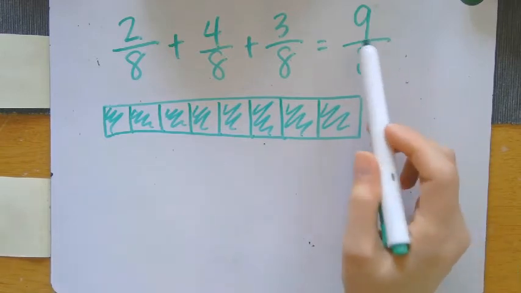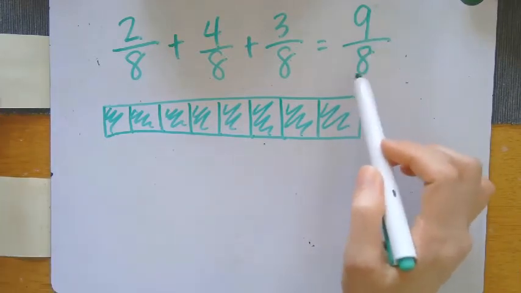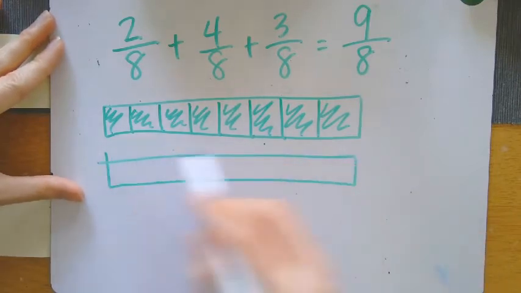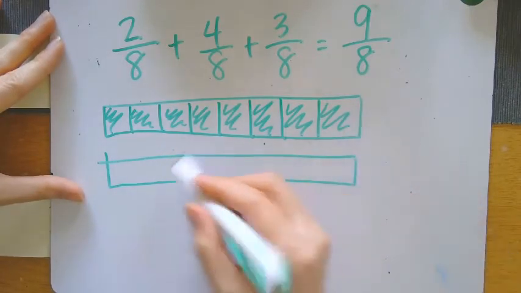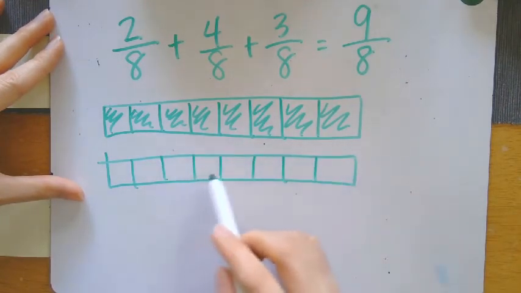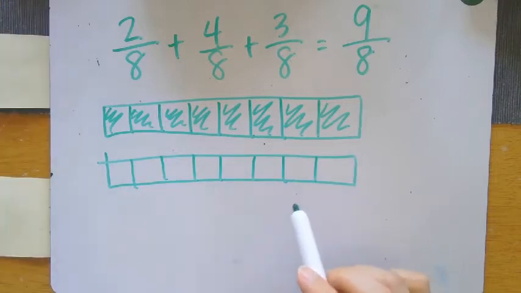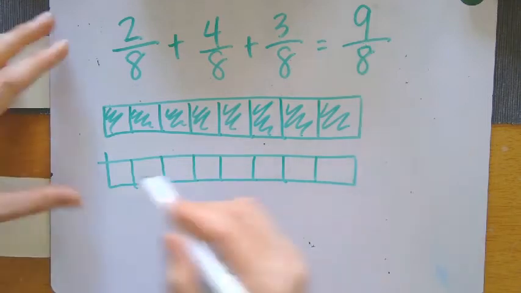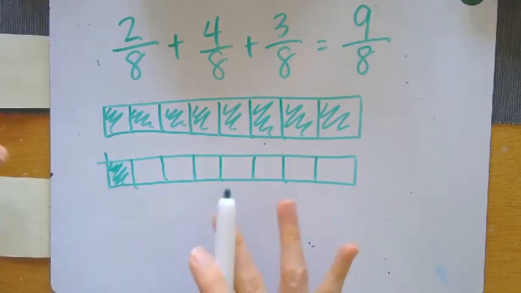I didn't quite shade in 9, so I do need to make another model that represents the denominator of 8. So again, I already have that. I'm going to line it up pretty well. I'm going to make those lines. Again, I know that I'm going to have 7. Just checking my work, I have 8 parts now. Okay, I have 8 here, and I need to shade in again that 9th one. Just the one. There we go.